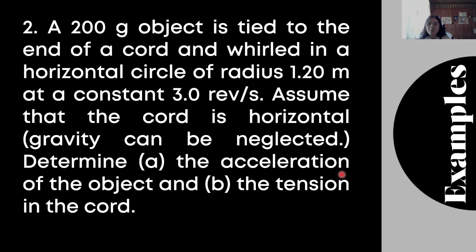A 200-gram object is tied to the end of a cord and whirled in a horizontal circle of radius 1.2 meters at a constant 3.0 revolutions per second. Assume that the cord is horizontal so that gravity can be neglected. Determine A, the acceleration of the object, and B, the tension in the cord.